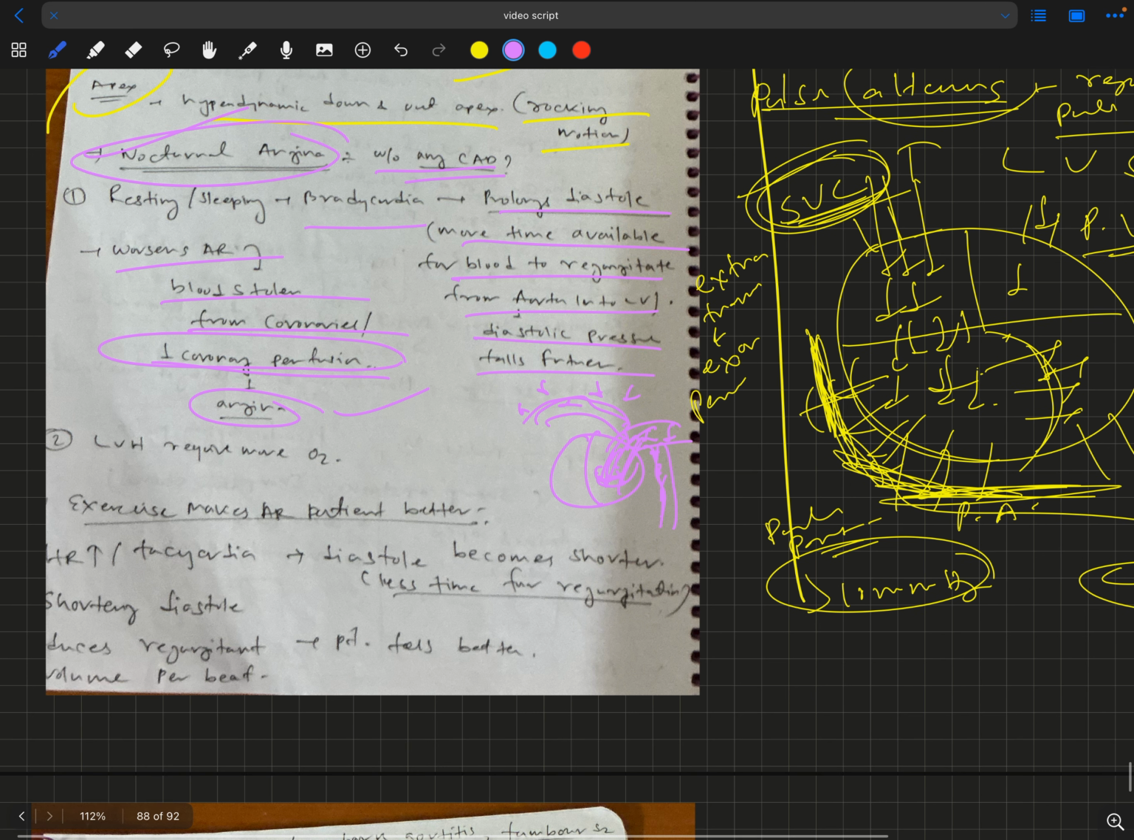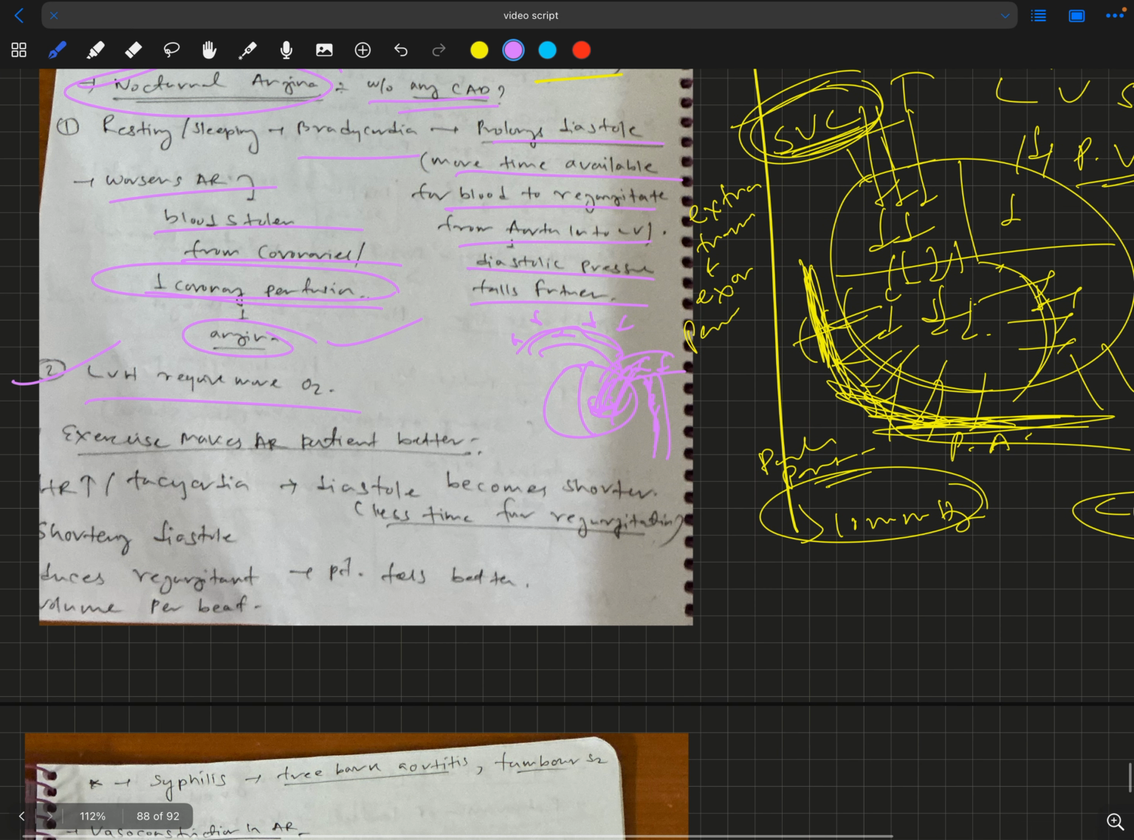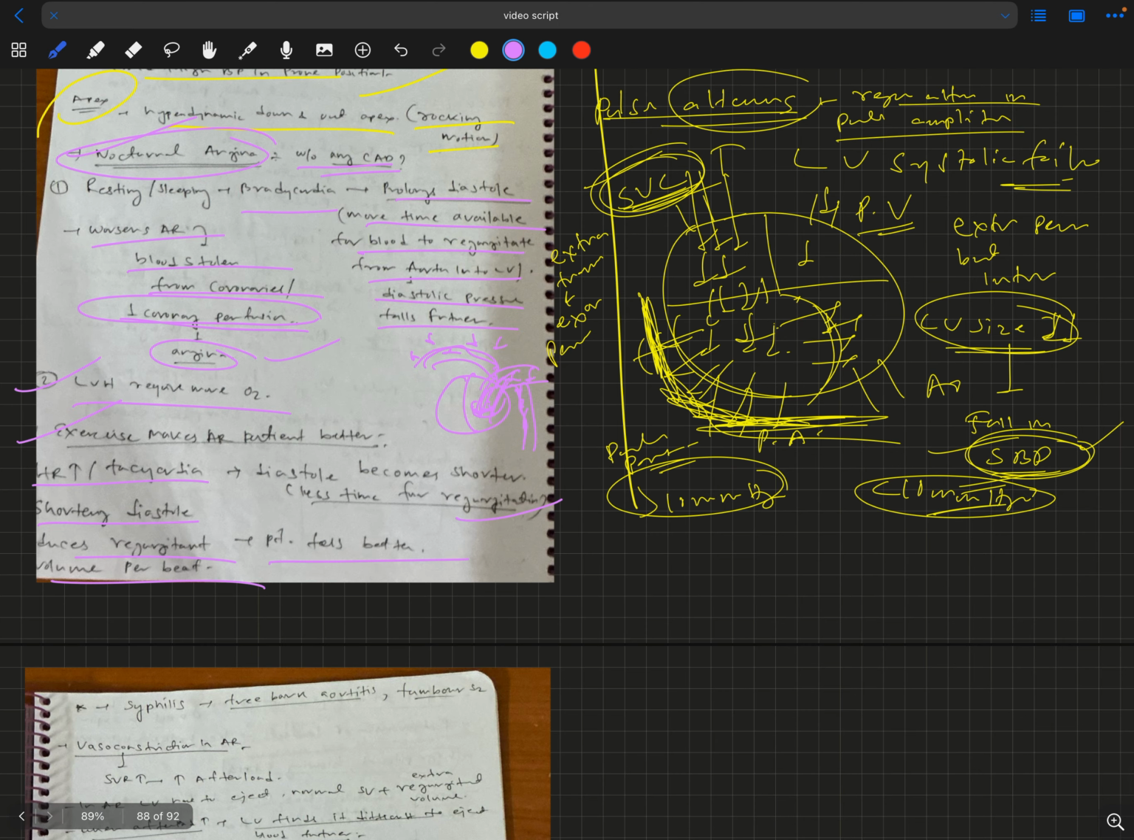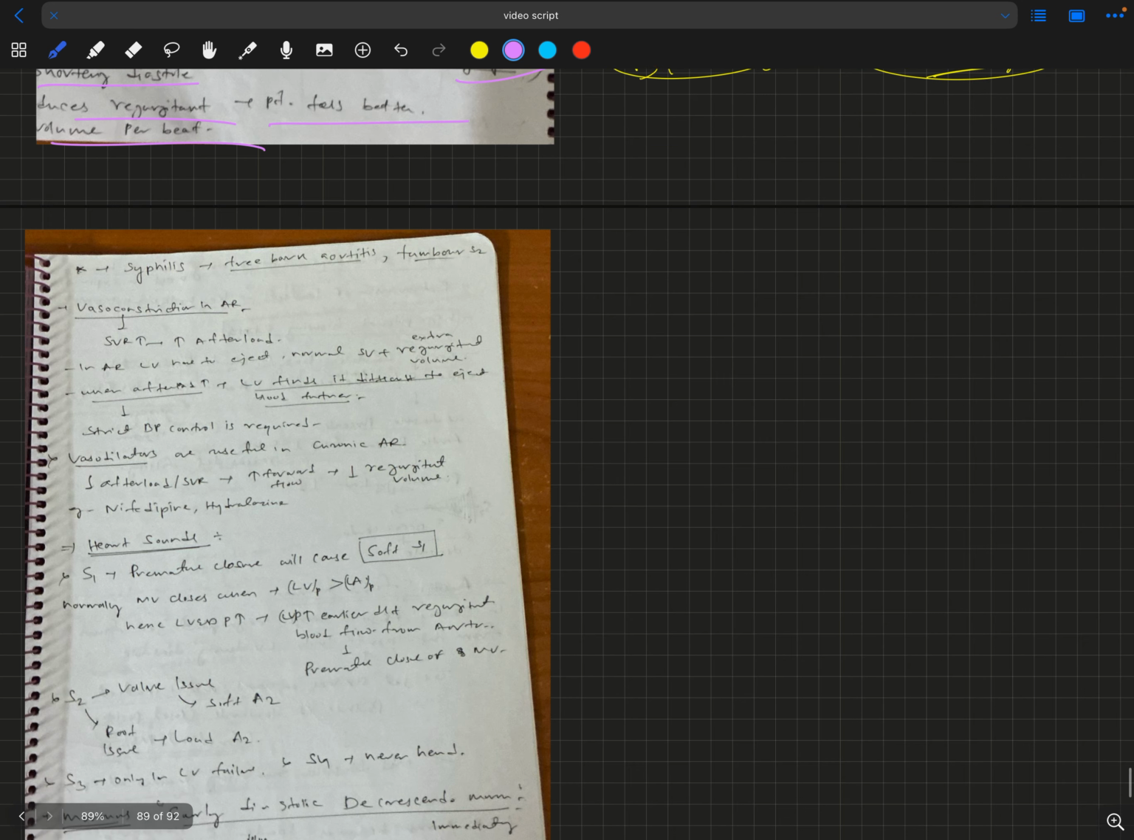Another factor is LVH, which is happening here. It is not concentric LVH, it is eccentric LVH. It requires more oxygen, so that can be another cause of developing angina. Exercise makes an AR patient better because exercise leads to an increase in heart rate, or tachycardia. Diastole is shortened, so there will be less regurgitation. This reduces regurgitant volume per beat, so the patient feels better. So this is all about the relation of bradycardia and tachycardia with aortic regurgitation.